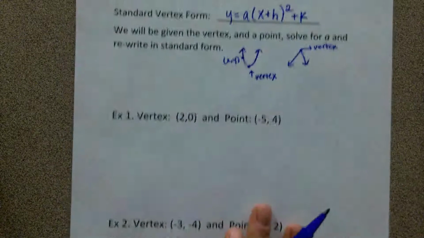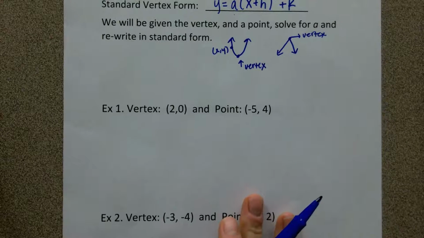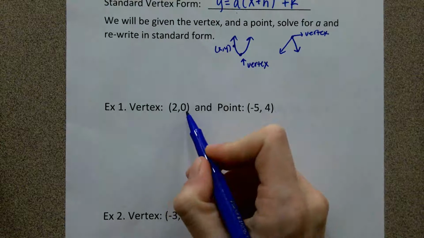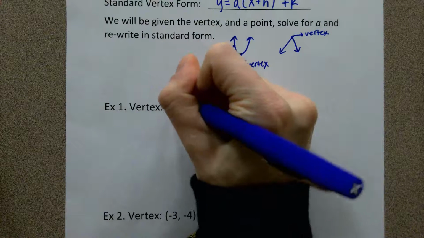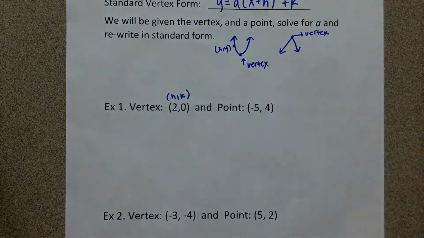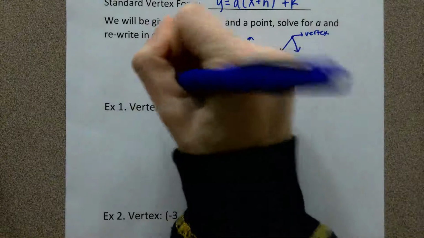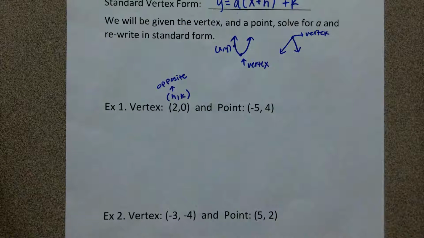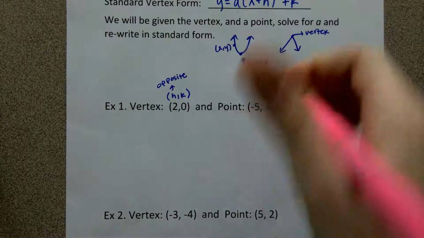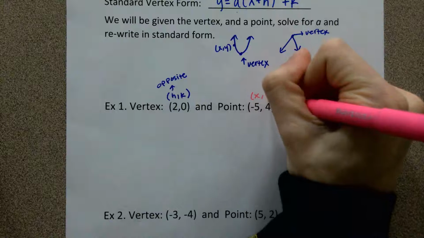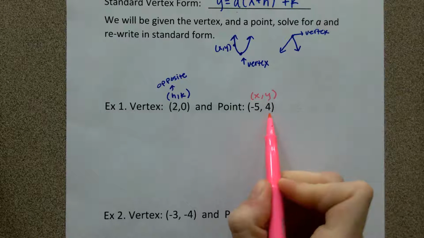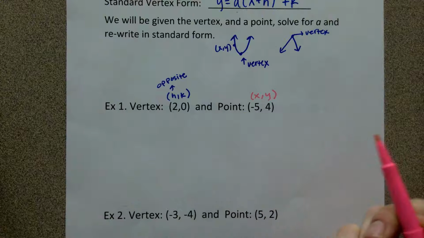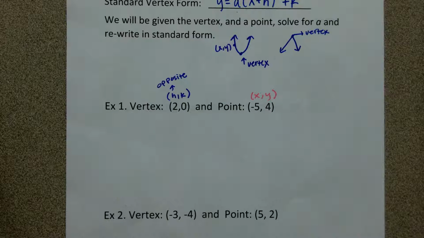Okay, so given example 1, we have our vertex 2 comma 0, and remember our vertex is h comma k, and h is always opposite. Okay, so our vertex is h comma k, and then our point is just x comma y. This could be any point on your graph, okay? We're just given a certain point in each example that will help us solve for standard form.